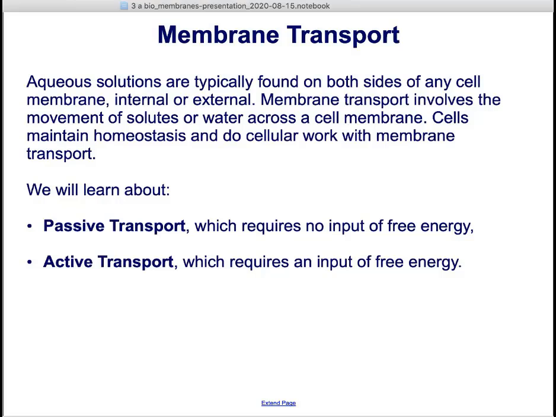Membrane transport. Aqueous solutions are typically found on both sides of any cell membrane, internal or external. Membrane transport involves the movement of solutes or water across a cell membrane. Cells maintain homeostasis and do cellular work with membrane transport. We will learn about passive transport, which requires no input of free energy, and active transport, which does require an input of free energy.